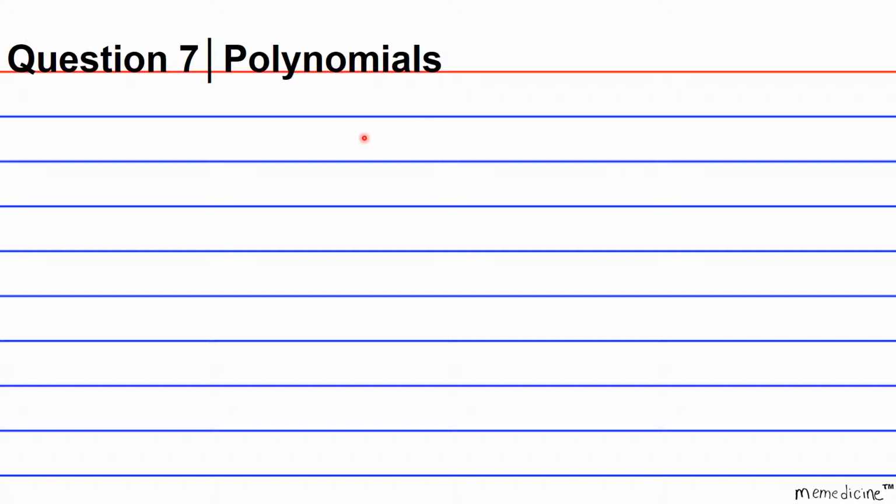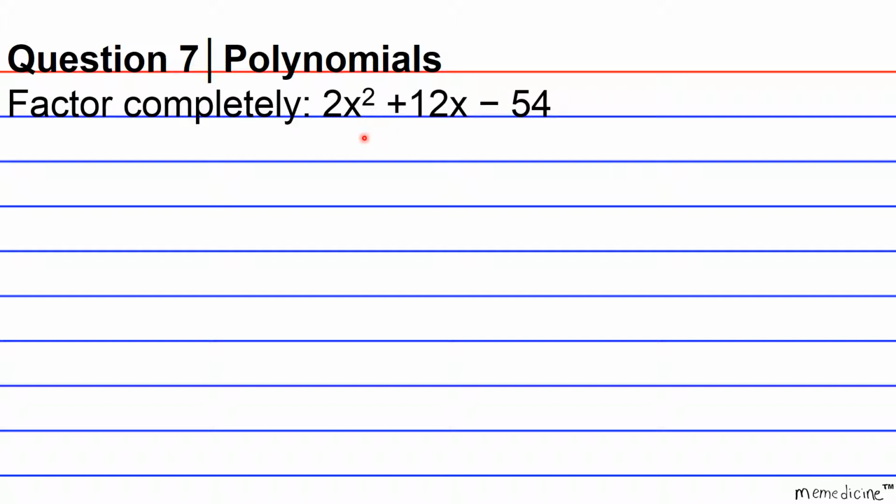Question 7, Polynomials. Factor completely. 2x raised to 2 plus 12x minus 54. Definitely press pause if you need to, and I'll give you a moment to think.